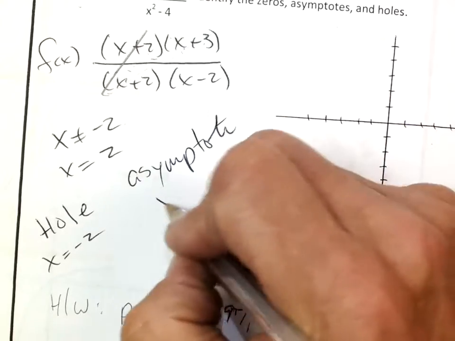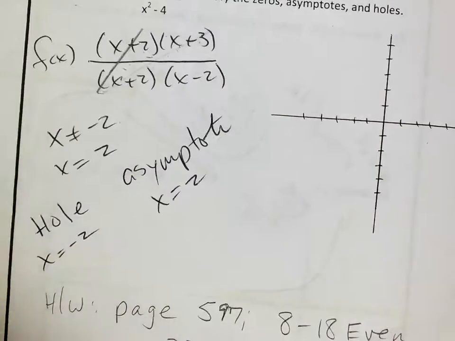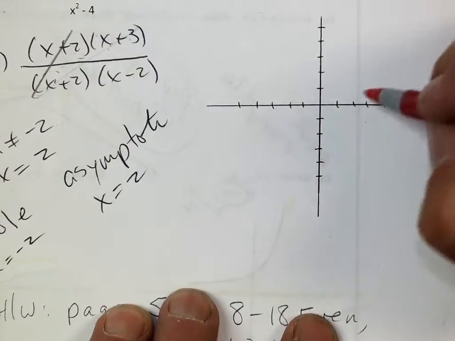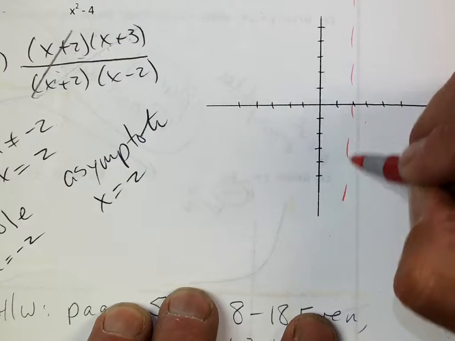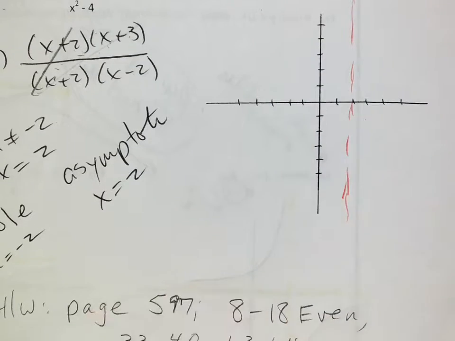Yeah, at x equals 2. So I'm just going to put that in there. Slide over, go 1, 2. That's not a very good looking asymptote, but there it is. It's an invisible line. It's a boundary line. That's all it is. So then I have a hole.